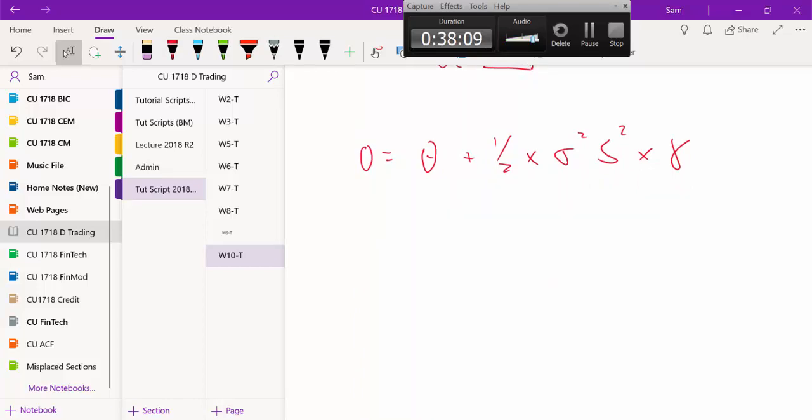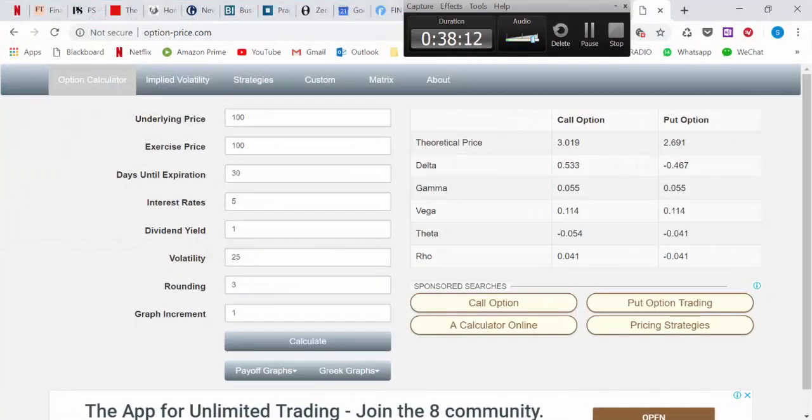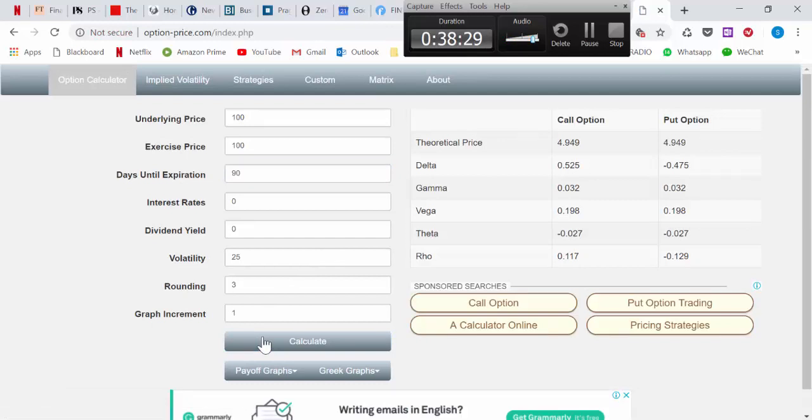Now, if you go to our old friend again, I'm going to put interest rate zero, I'm going to put dividend yield as zero as well, and let me just put that as 90 days. You get some more interesting numbers when you do that. So you are now pricing an at-the-money option. I'm going to use 25, I'm going to use 32. You'll see why in a moment I'm using 32.